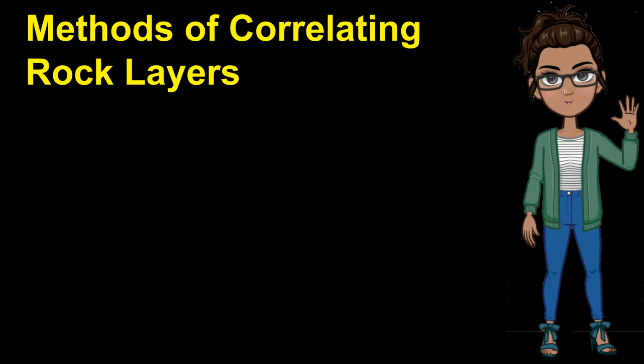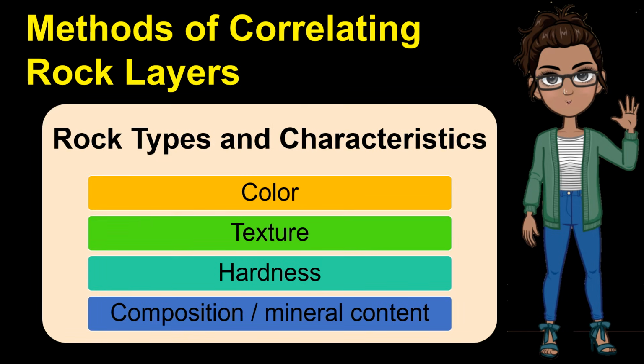There are different methods in correlating rock layers. Number 1 includes rock types and their characteristics, such as color, texture, hardness, composition, or mineral content. The harder and more densely packed the particles are, the older the rock and the deeper the layer it came from.